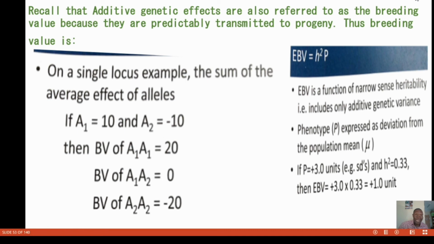So here, the estimated breeding value is simply the heritability times P, the phenotype. So you work yourself into the EBV, which is a function of the narrow sense heritability. That means it includes all additive genetic variants. Then the phenotype P is expressed as a deviation from the population mean. So if we have P equal to plus 3 units, e.g. standard deviations, and the heritability is 0.33, then the estimated breeding value is plus 3 times 0.33, which would give us a plus 1 unit.